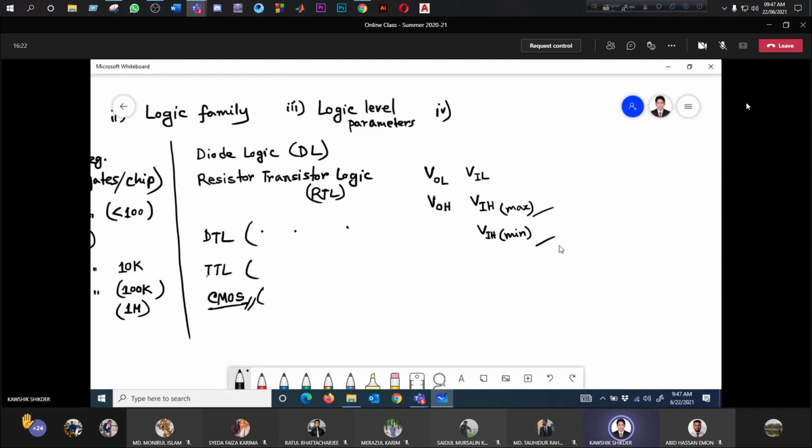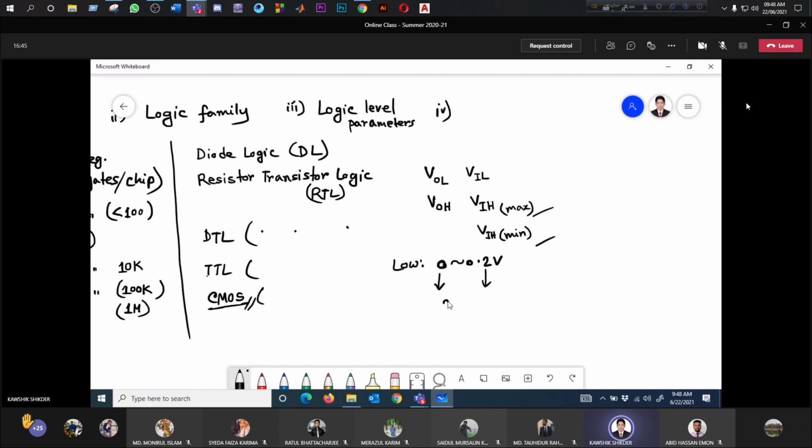For example, in diode transistor logic, DTL, for low logic it ranges from 0 to 0.2. So what does it mean? This one is the minimum low logic, and this one is the maximum low logic. Got it? Minimum value and maximum value.